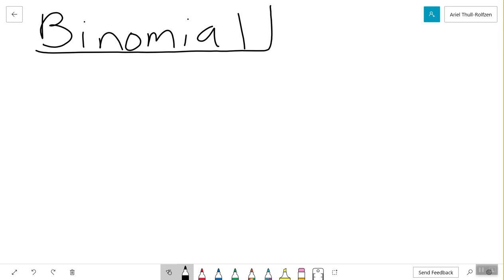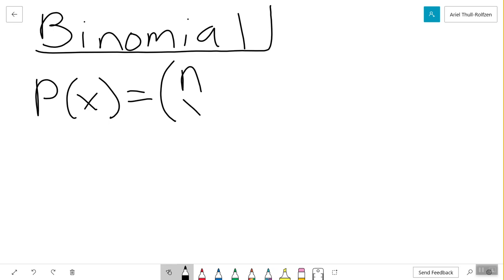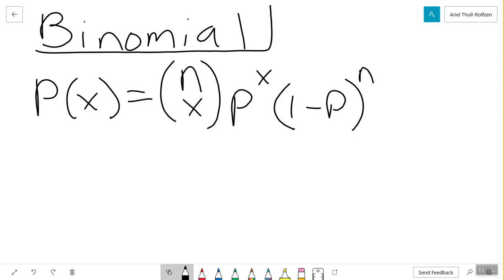distribution. And the equation for binomial distribution is going to be P of x equals n combination x, times p to the x power, times 1 minus p to the power of n minus x.